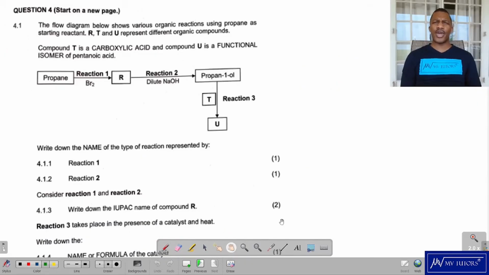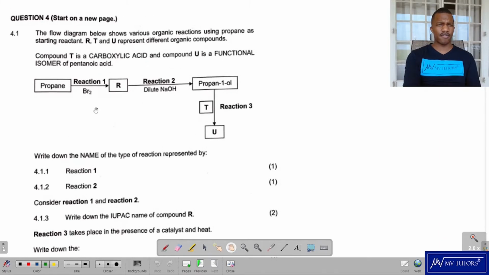Well, welcome to MV Tutors. My name is Figure and I'm your tutor. I'm still on holiday today and I'm recording from my safari destination, but nonetheless we're still doing the prelims, physical science, the chemistry part, which is paper 2, and we are now on question number 4. So let's get right into it.